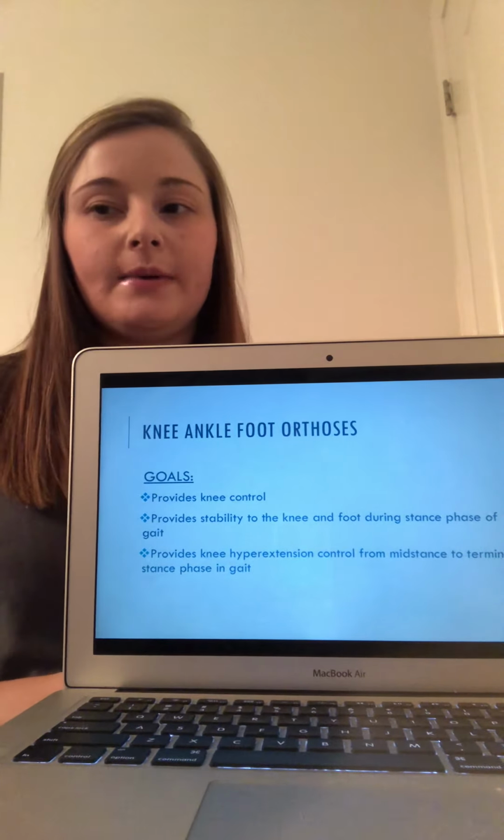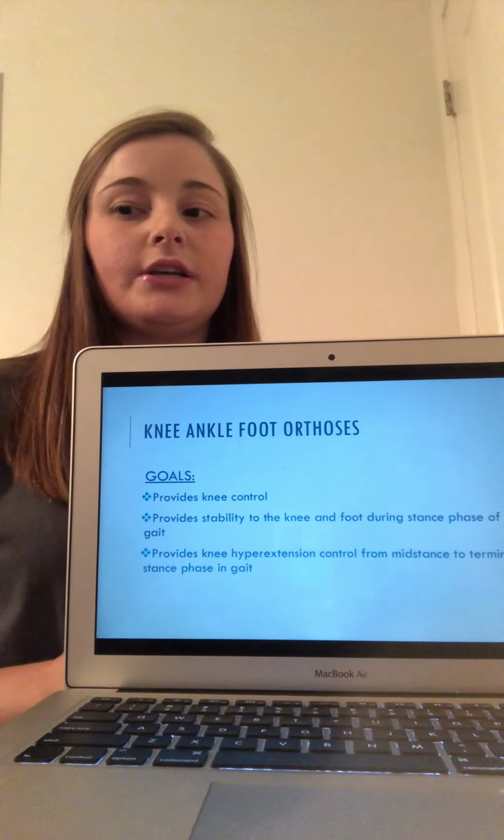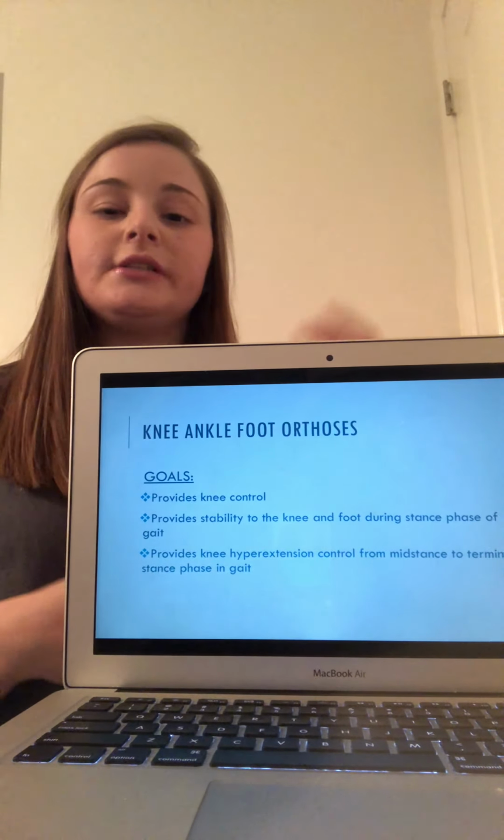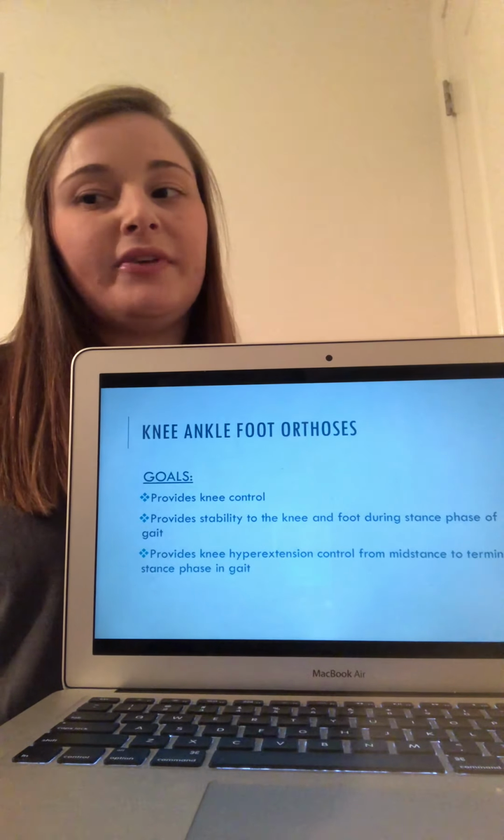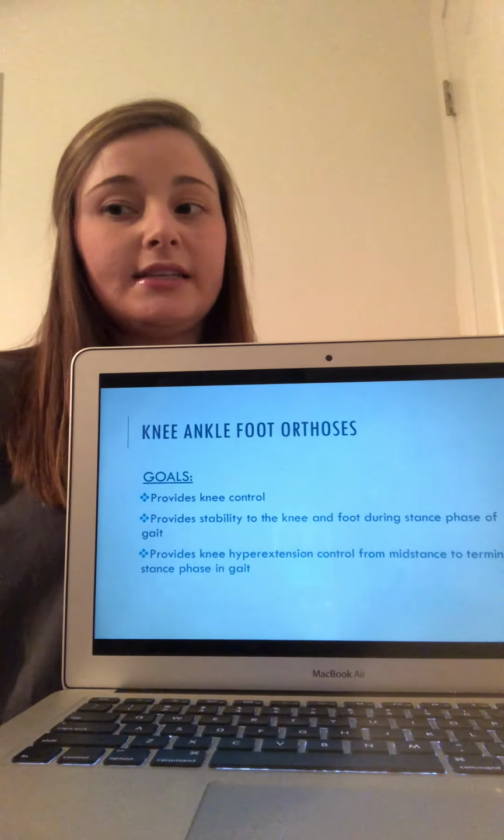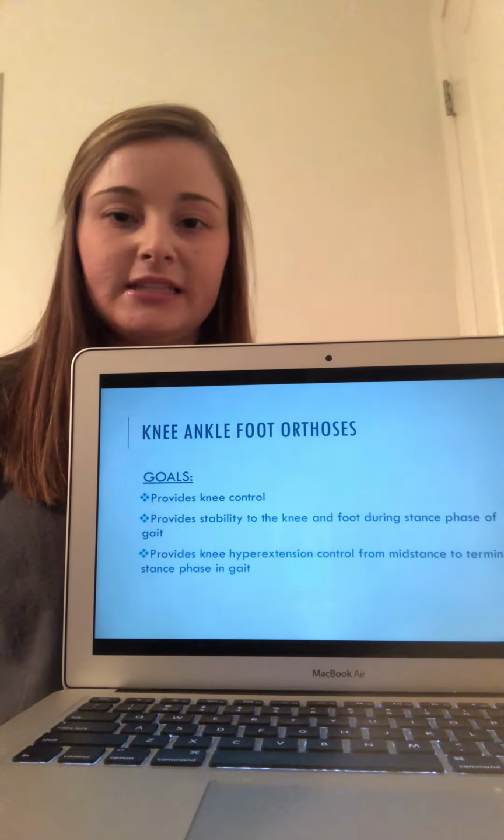The next one we want to talk about today is knee ankle foot orthotics. So the goals of these are to control the knee. It's going to provide the knee control because it attaches just above the knee, goes all the way down the leg and into the shoe. It's going to provide stability to the knee and foot during the stance phase of gait, and it's going to provide knee hyperextension control from the mid-stance to the terminal stance phase in gait.